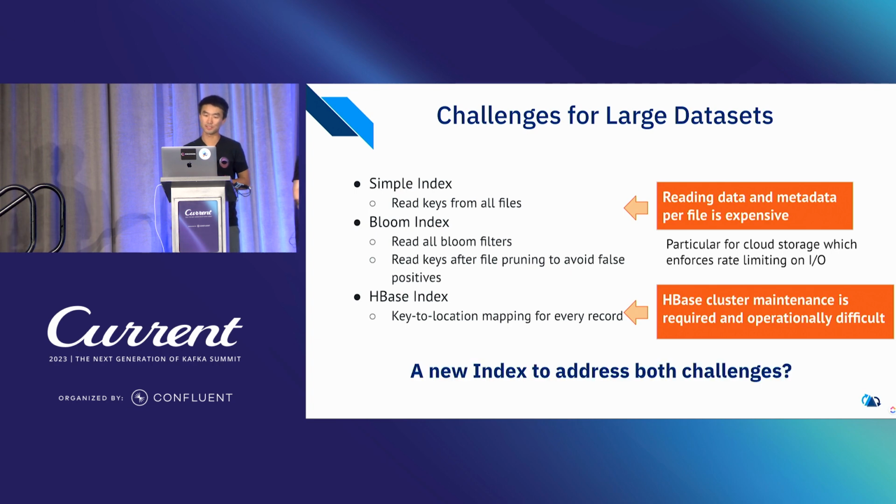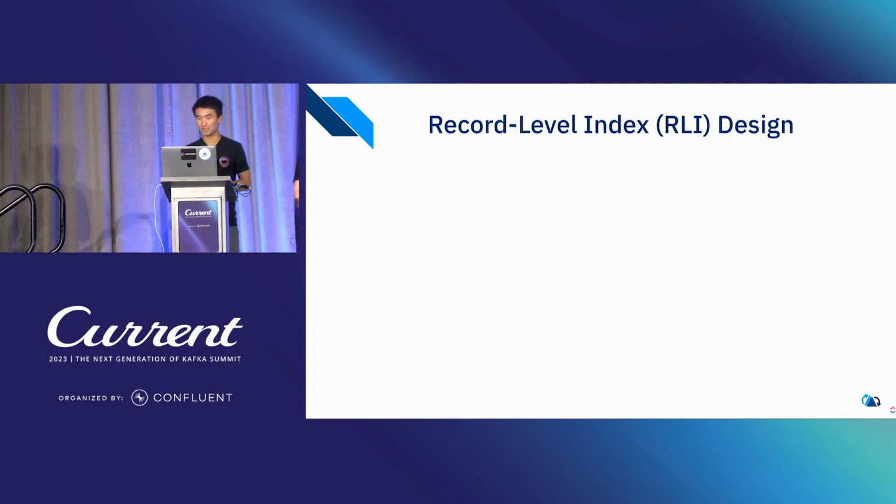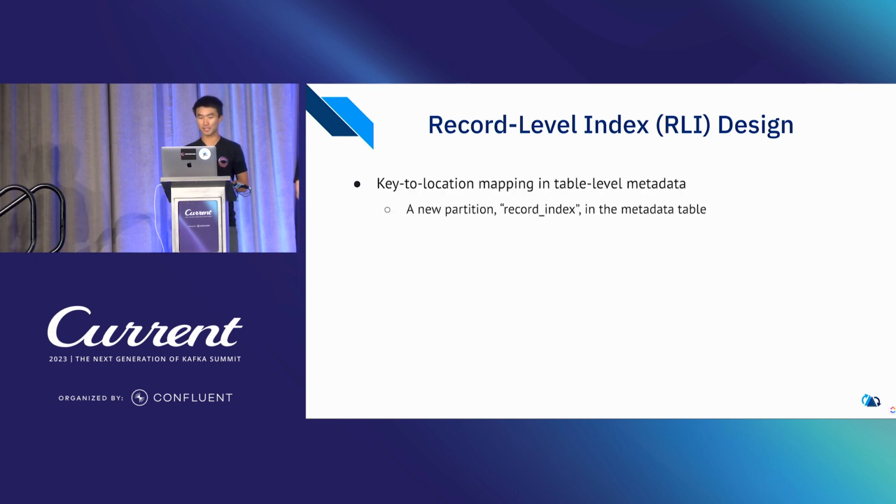So now the question is, can we design a new index to address both challenges? That's where the record level index comes into play to address these challenges. By design, we make the record level index store the key to location mappings, just like the HBase index. But instead, we store the information directly in the table level metadata.